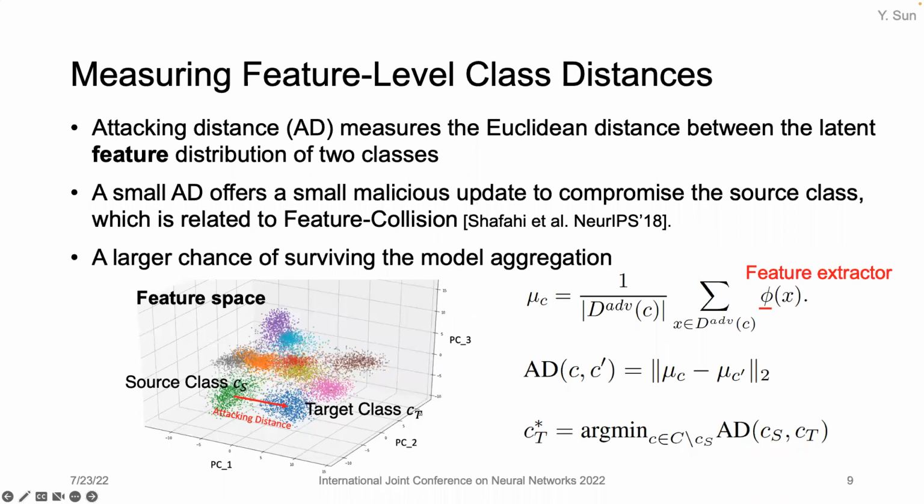The answer is yes. We can measure the attacking distance by using the Euclidean distance between the latent feature distributions of two classes. A small attacking distance, AD, offers a small malicious update to compromise the source class, which is related to the feature collision idea. As a result, there is a larger chance of surviving the model aggregation.